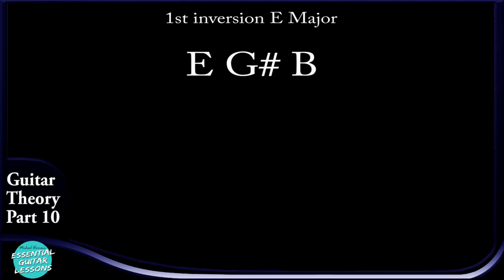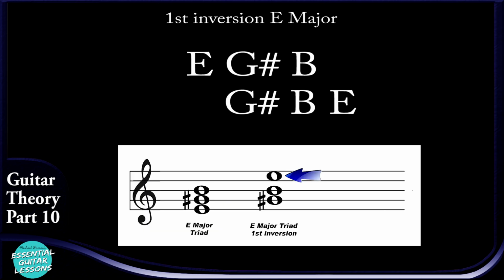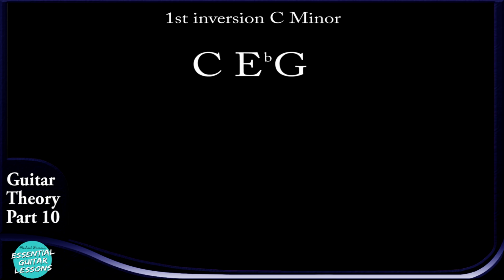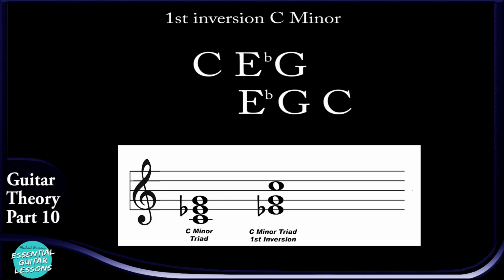So let's do some more. If we were to do our E major, the notes would be E, G sharp and B. Just take the lowest note E, put that up an octave, or if you're just writing it out, just put it at the end. So we have G sharp, B and E, and that's our first inversion. It's pretty easy. Now let's try C minor. Remember the minor, diminished and augmented all work the same. This time we have our minor triad, which would be C, E flat and G. Just take the C, put it up an octave, so it'd be E flat, G and C. And that's our C minor triad first inversion.